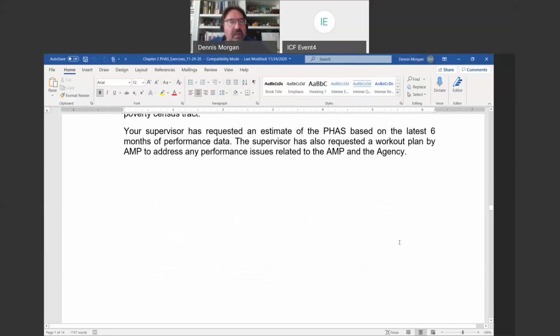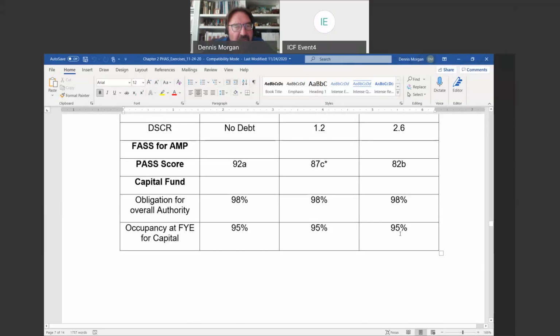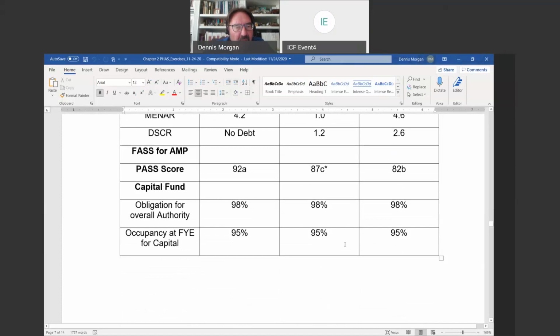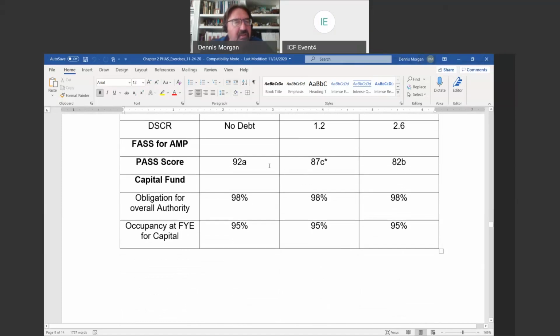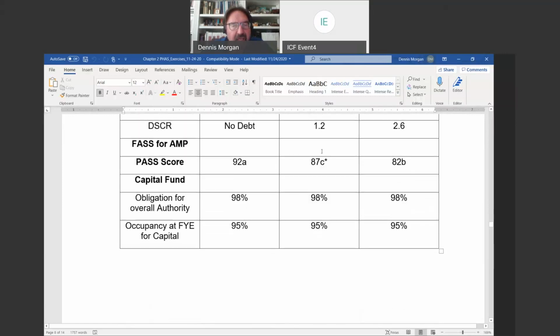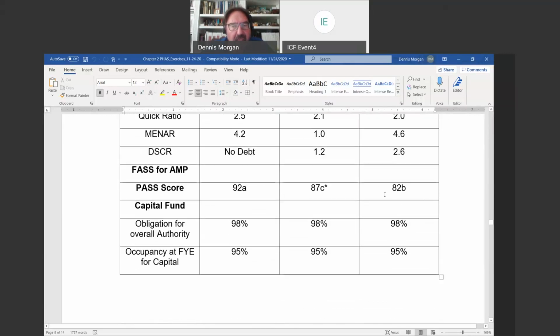Your supervisor has now requested that you estimate your FAS based upon the last 6 months of performance, and then based upon how you're scoring under these systems currently as well. So here we're now looking at my physical score. Under Leah Manor, which is AMP number 1, I want to go down to its PHAS score, the physical score, and it scored 92A. Property number 2, or AMP number 2, Jacob Gould, scored 87C. Property number 3, which is Audrey Court, scored 82B.